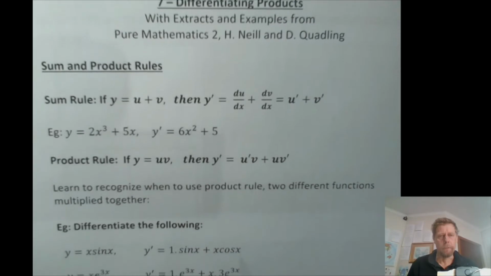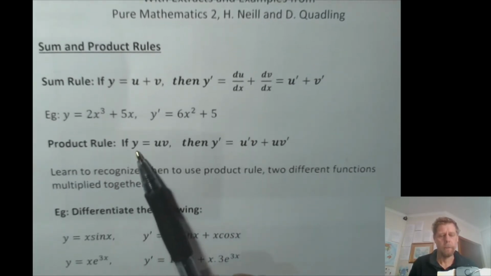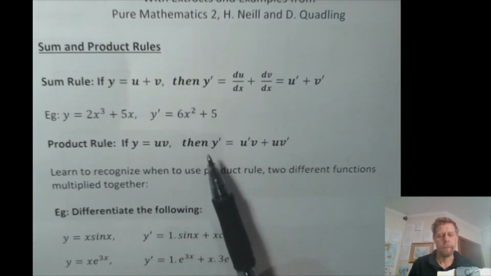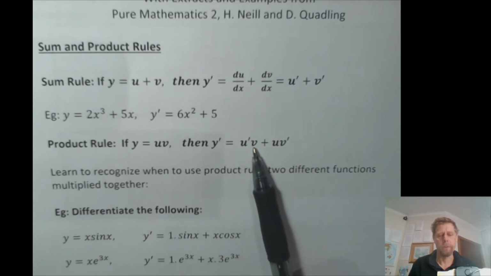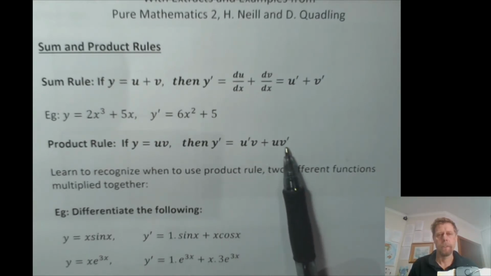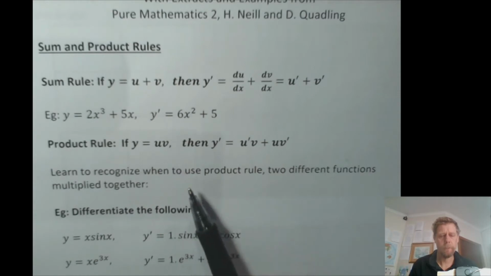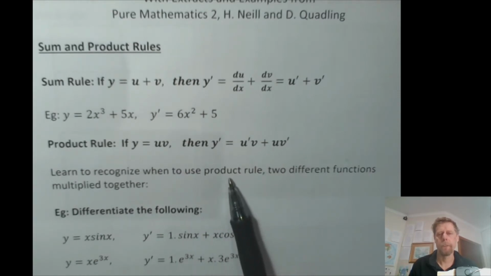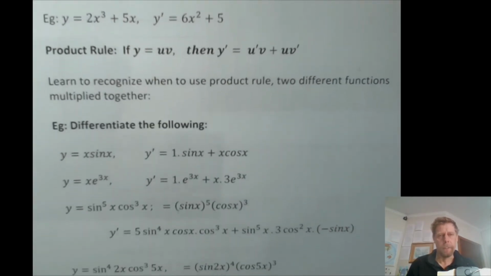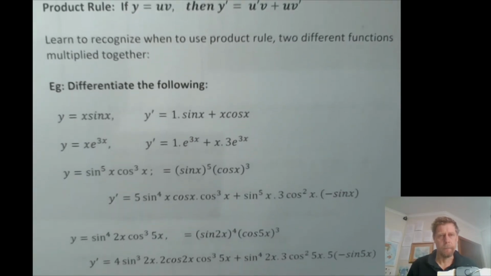Now, if we look at the product rule, how does that work? If I have y equals u times v, then y dash equals u dash v plus uv dash. Now, unfortunately, I'm not going to be going into the proof of that, but it's a tool that you need to use when you spot two functions that are multiplying each other. It's very important to be able to recognize when to dive in and use the product rule, or when one can use the chain rule. So let's do some examples here. Let's differentiate a few expressions.